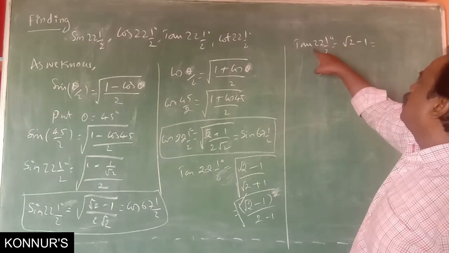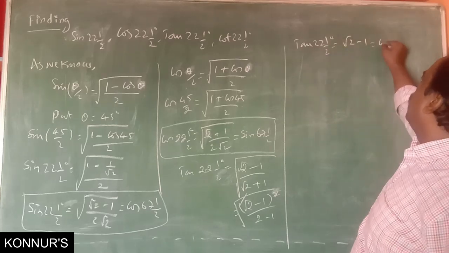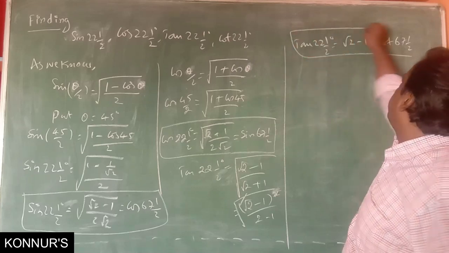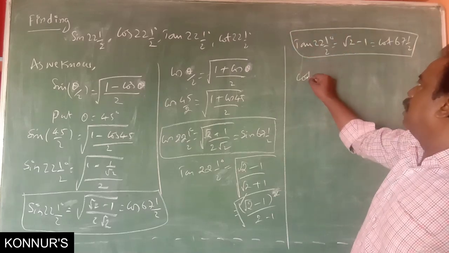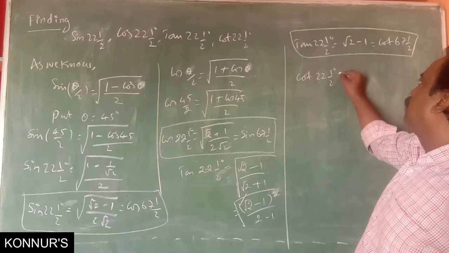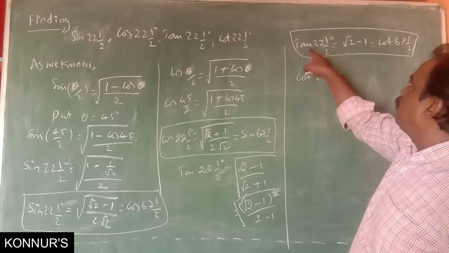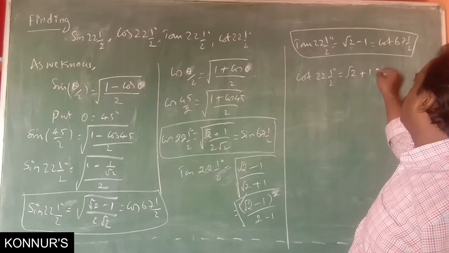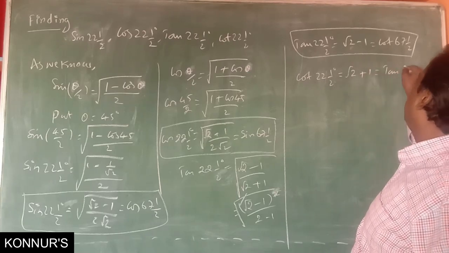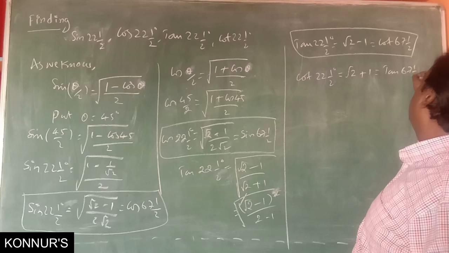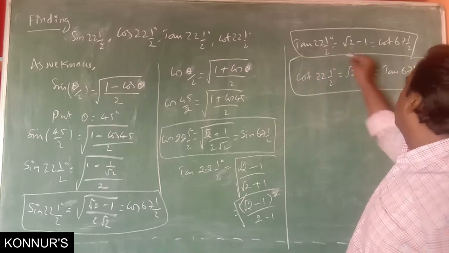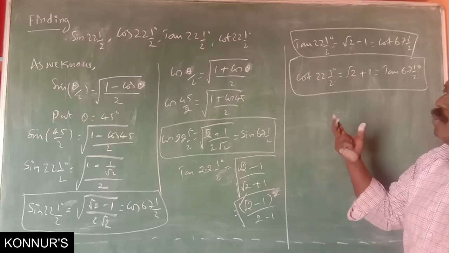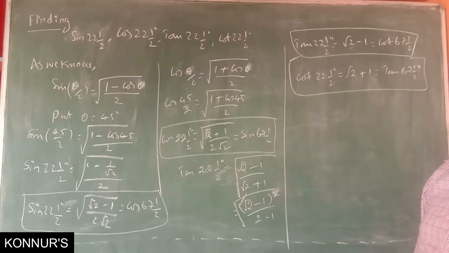And this tan 22 and a half degrees will become cot 67 and a half degrees also. Again, cot 22 and a half degrees is the reciprocal of tan, 1 by root 2 minus 1, which will become root 2 plus 1. And this is nothing but tan 67 and a half degrees also. It is about 22 and a half degrees. Is it clear?